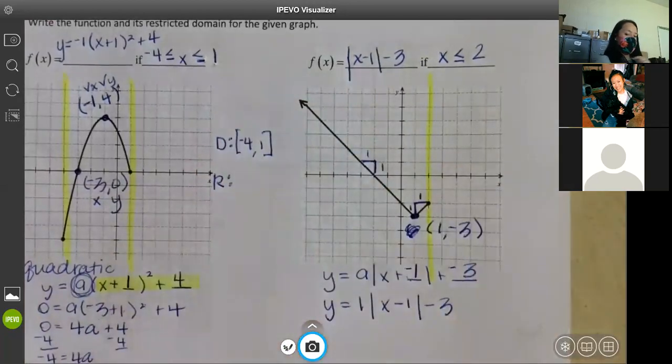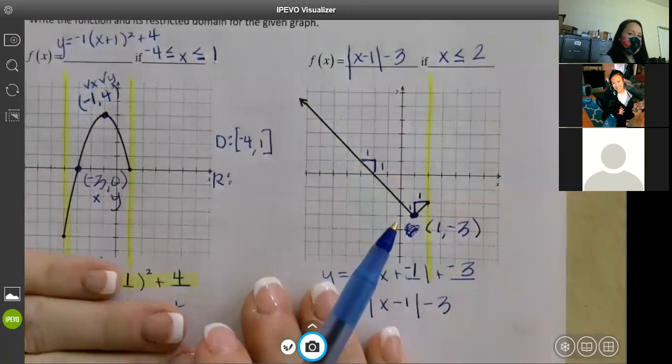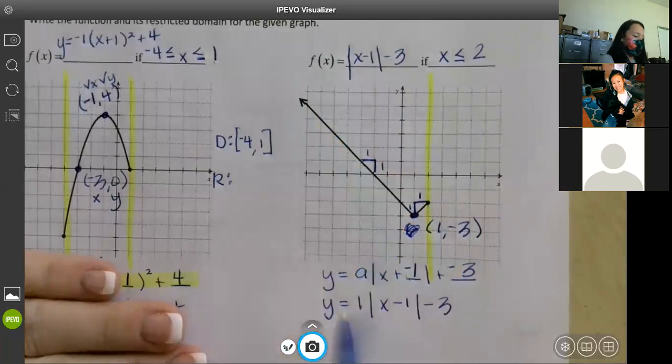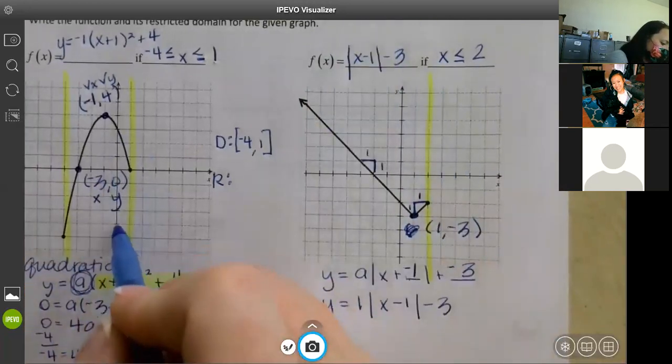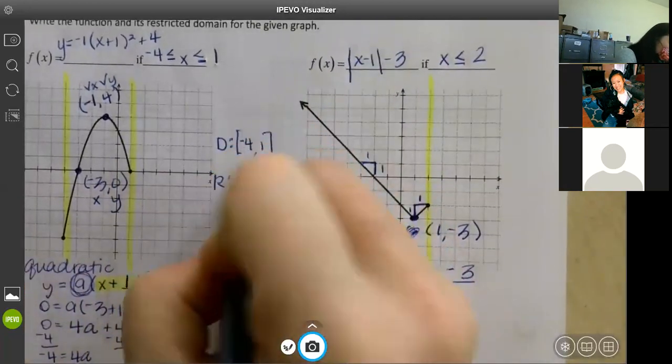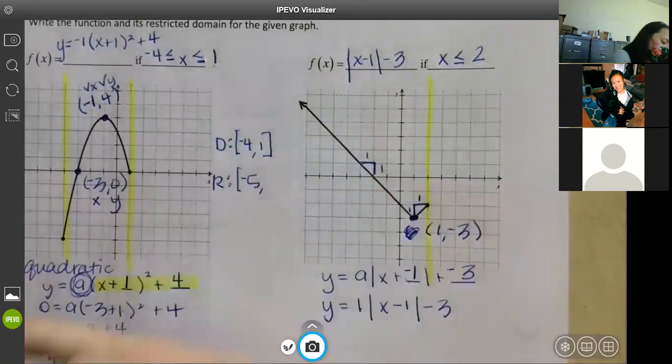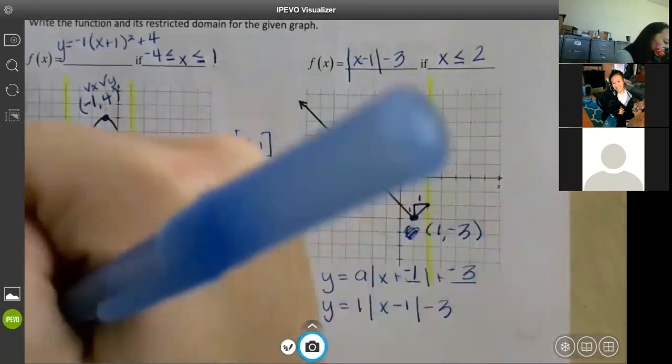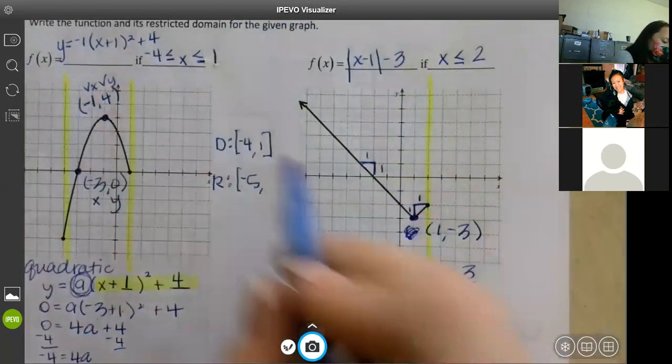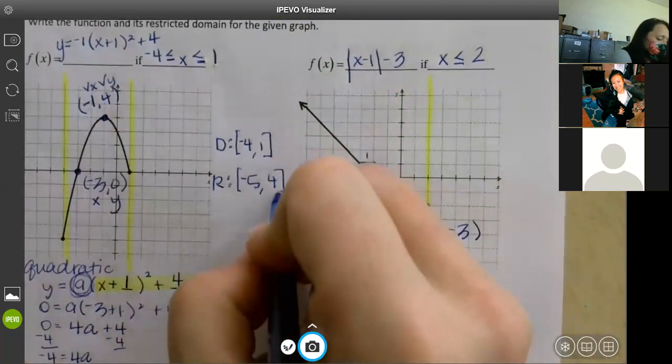Range. How low does it go? Yep, and it is closed. As we go up, there are no holes, and I stop at a height of what? 4, also closed. Very good.